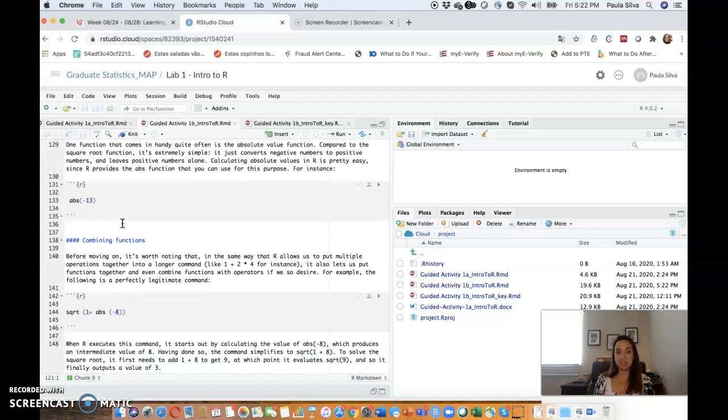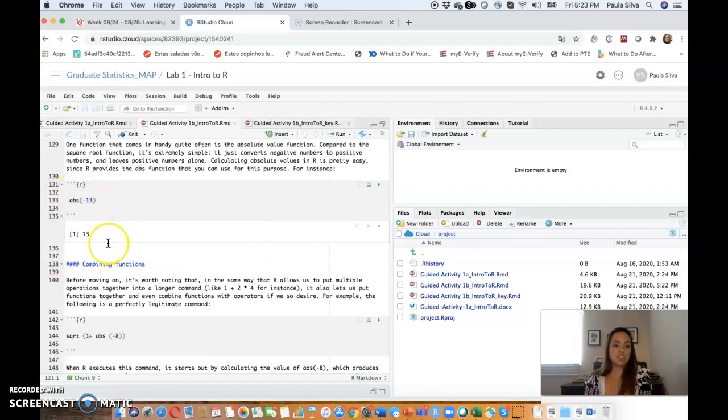One function that comes in handy quite often is the absolute value function. Compared to the square root function, it's extremely simple. It just converts negative numbers into positive numbers and leaves positive numbers alone. Calculating absolute values in R is pretty easy since R provides the abs function that you can use for this purpose. For instance, the absolute value of negative 13. So again, the function and the input, let's look at the output by clicking here, is 13.